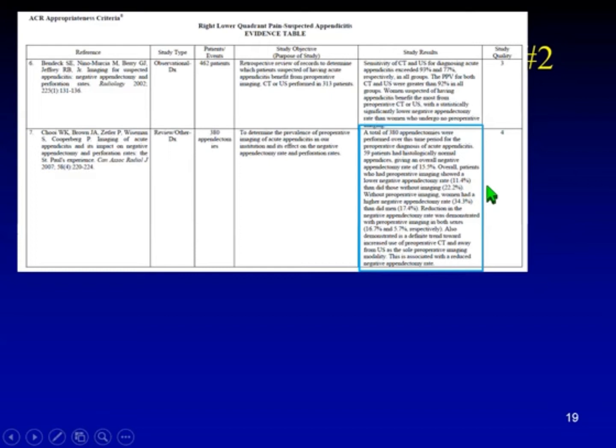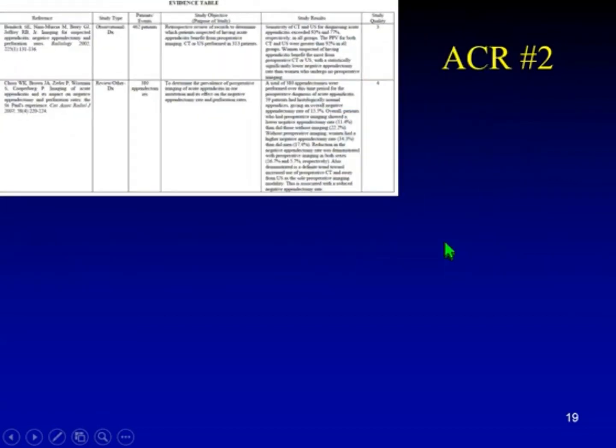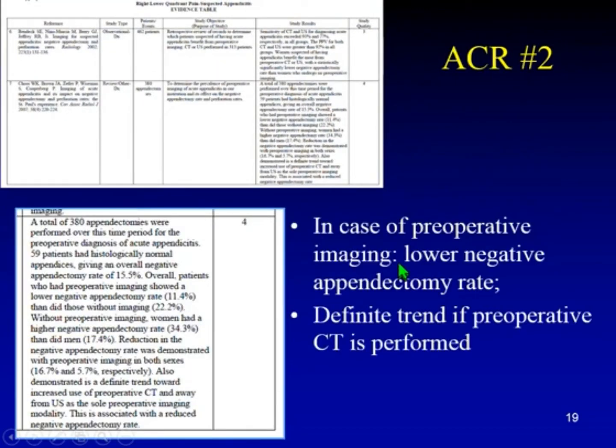From an evidence in the literature point of view, please remember that the SAR defines that the negative appendectomy rate lowers in case of preoperative imaging. If you perform preoperative imaging, sonography or better CT, you may reduce the number of negative appendectomies from 22 to 11%.